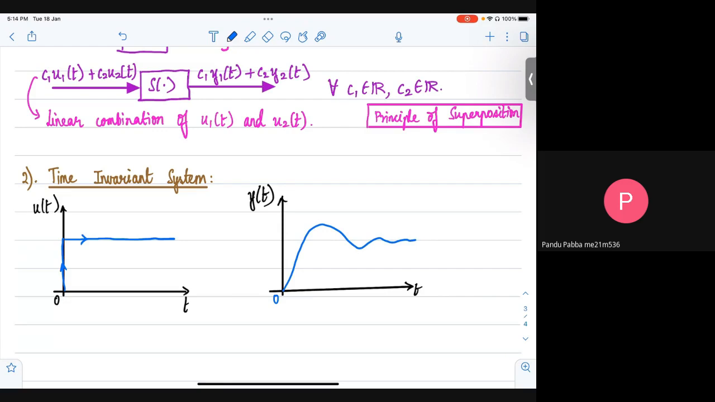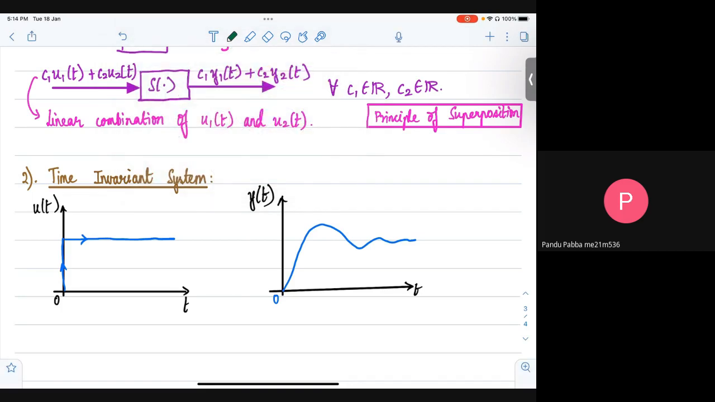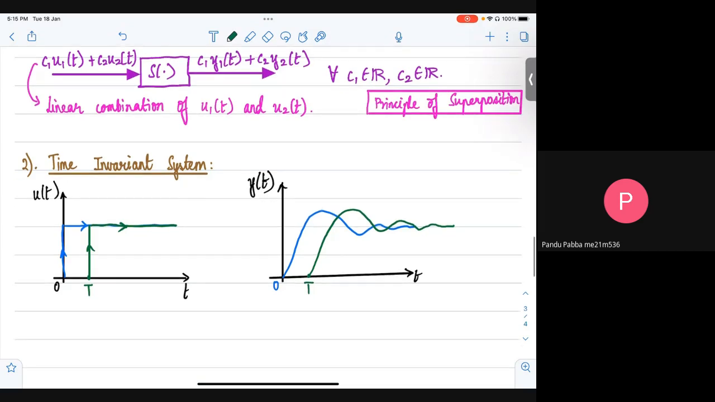Okay, it oscillates and settles down. Now let us say I give the same input but shifted in time, by some time interval capital T. I'm giving the same input, u of t, but it's shifted in time. If the system were time invariant, this output also will be shifted. It will be similar in pattern, the same pattern, but shifted by the same time interval, capital T. So that is what is called a time invariant system.